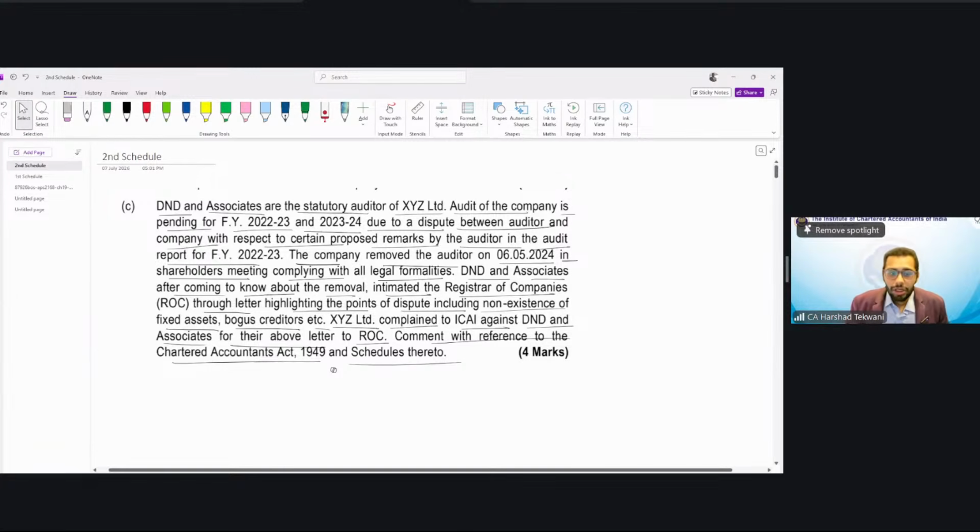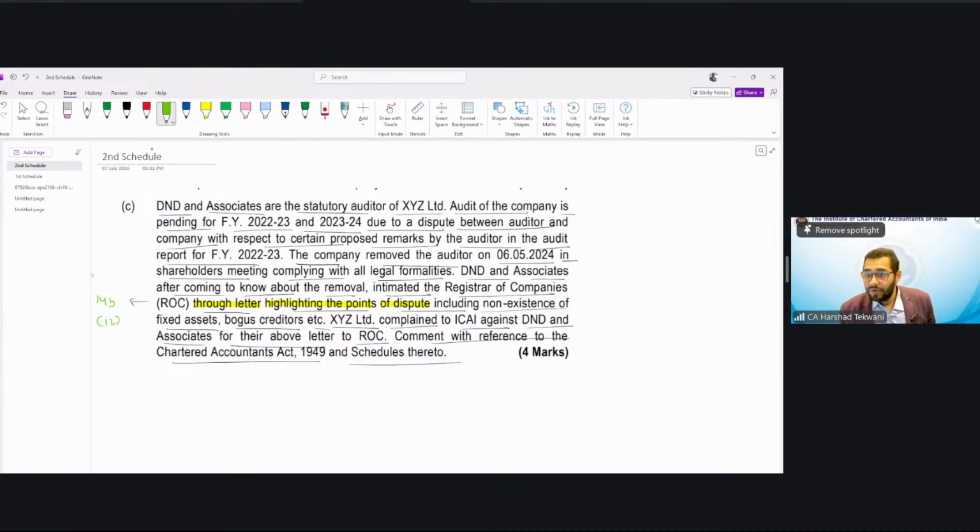So you cannot just highlight points. Over here, what is done is highlighting the points of the dispute through a letter. It is not the ADT4, first of all. So if someone is taking a stand that this is a fraud reporting under 143 subsection 12, then where is the ADT4?